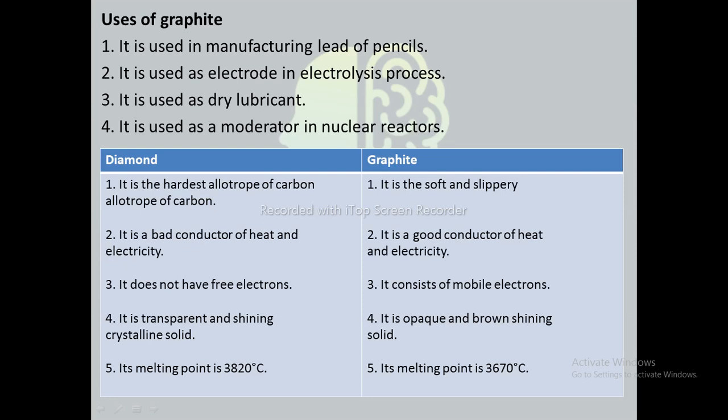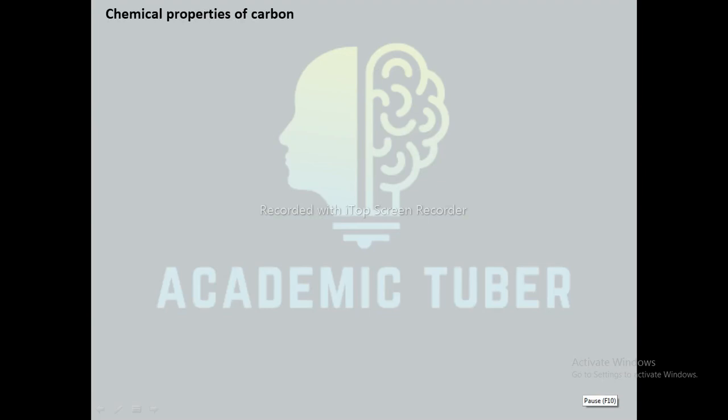Diamond is a transparent and shining crystalline solid. Graphite is opaque and brown shiny solid. The melting point of diamond is 3820 degrees Celsius, whereas the melting point of graphite is 3670 degrees Celsius. Now we are going to discuss chemical properties of carbon.